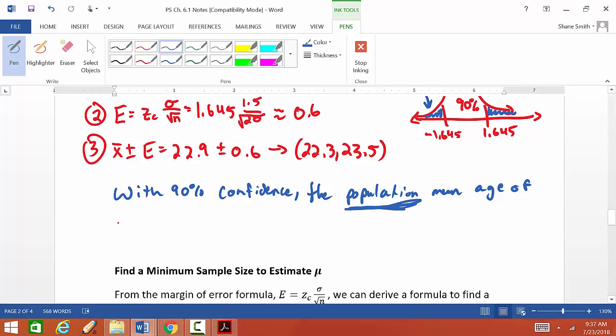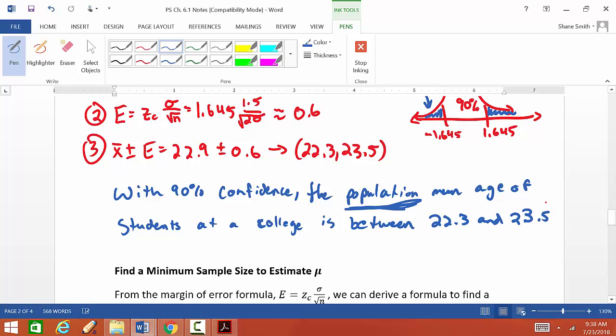So the population mean age of students at a college is between 22.3 and 23.5 years. It's probably understood to be years, but that's okay. All right. So that's creating confidence intervals if you know the population standard deviation.